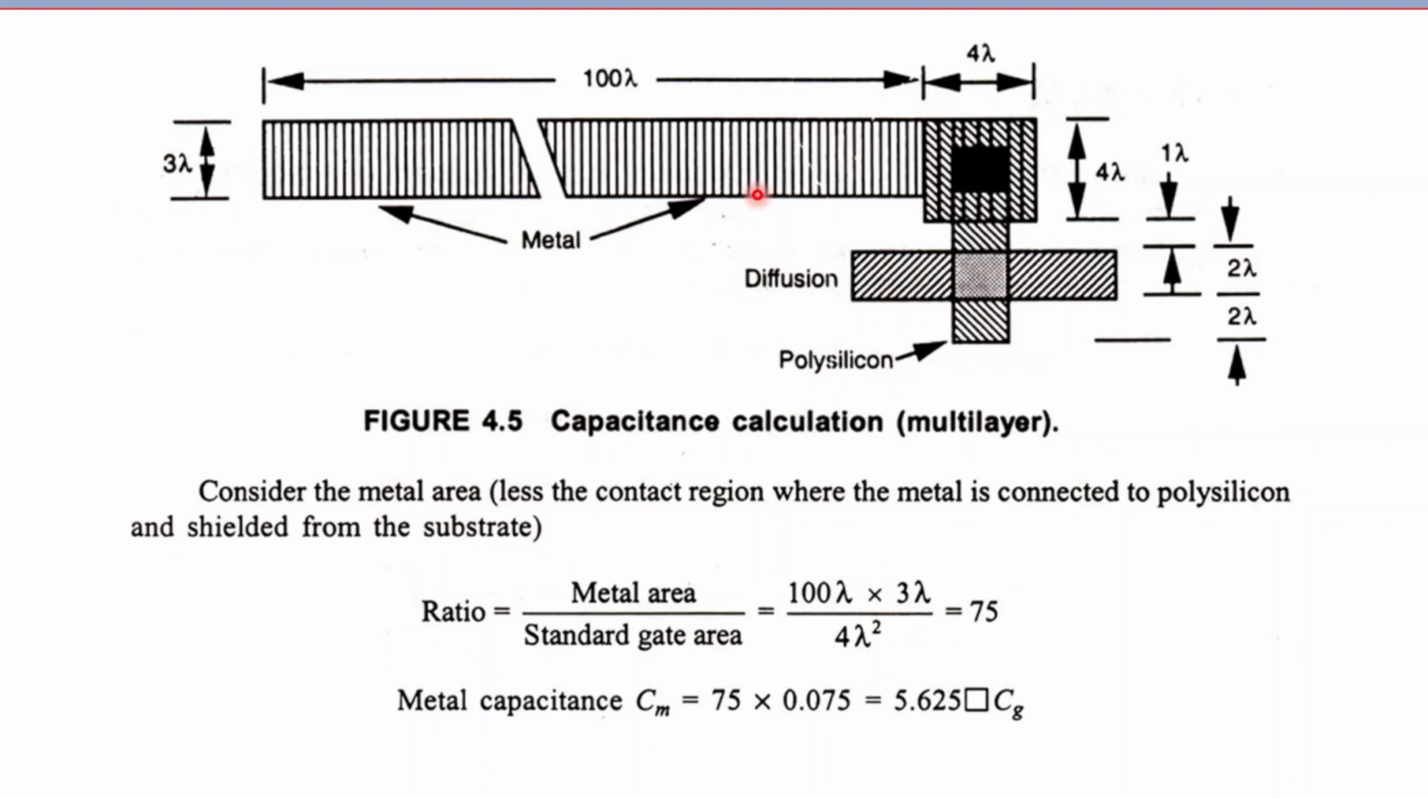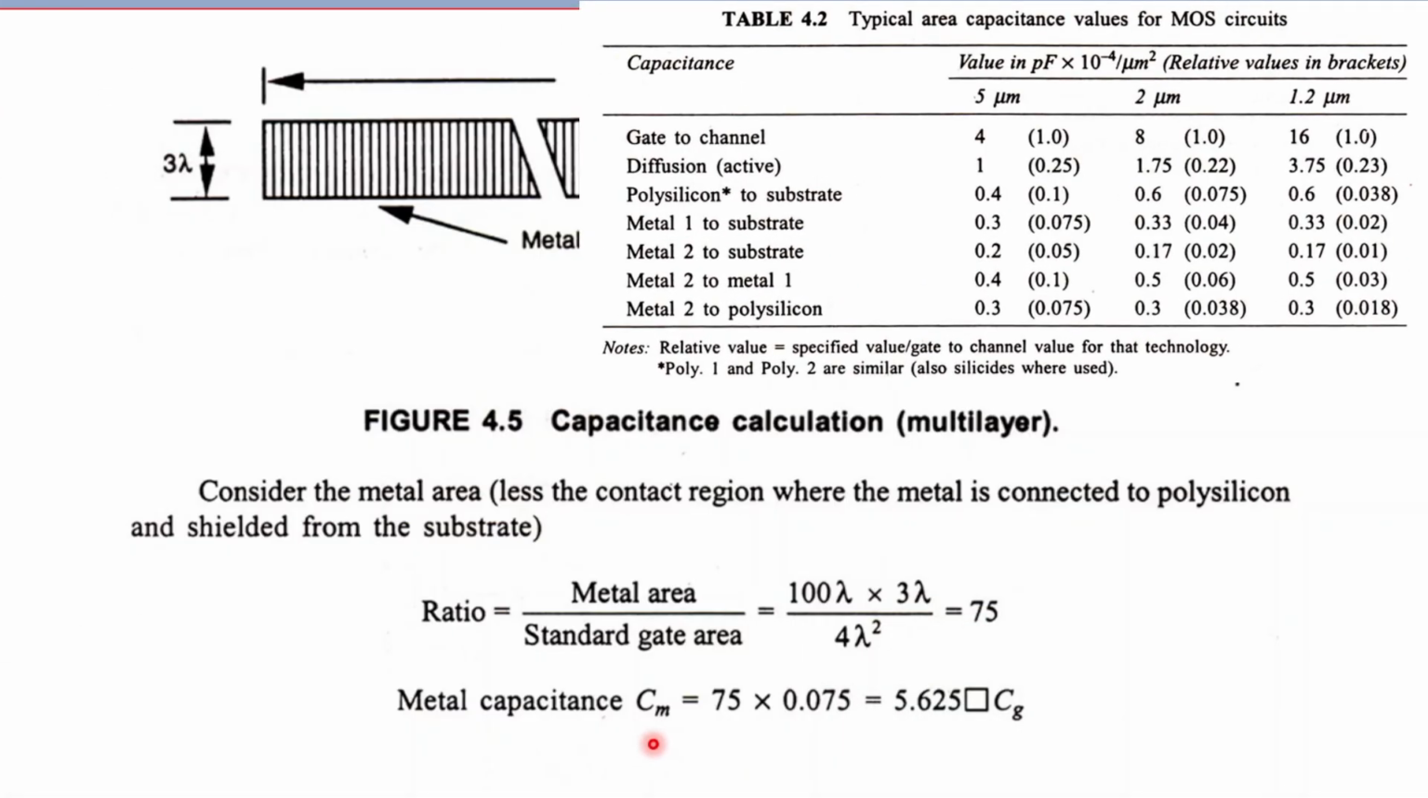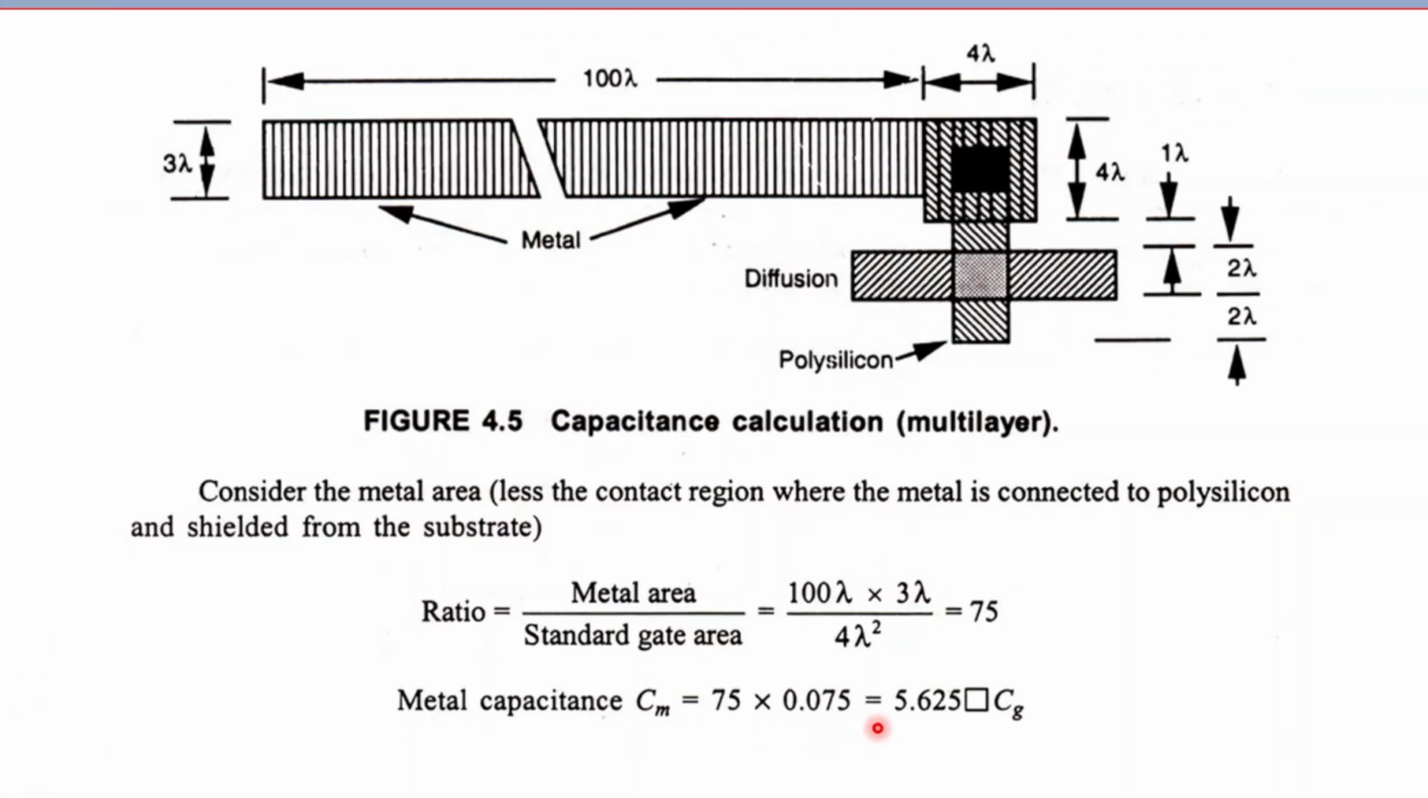Now we want to calculate the capacitance for multi-layer substrate. At first we are going to calculate the relative area of metal 1. The length of metal 1 is 100 lambda and width is 3 lambda. So the relative area of metal 1 is 100 lambda multiplied by 3 lambda divided by 4 lambda square, that is 75. So the capacitance of metal Cm is 75 into 0.075 from the table, that is 5.625 square Cg.